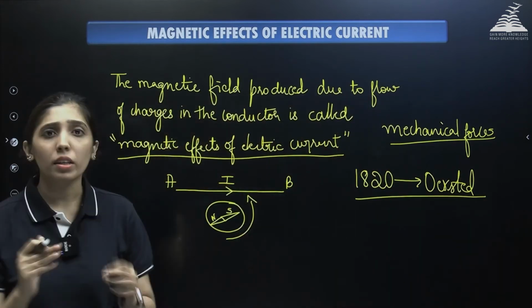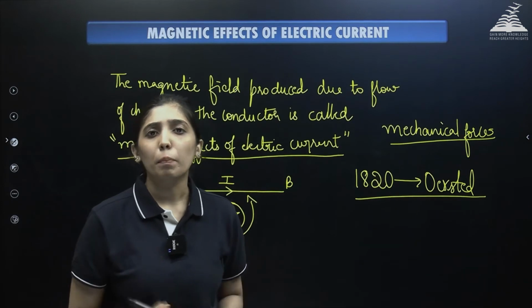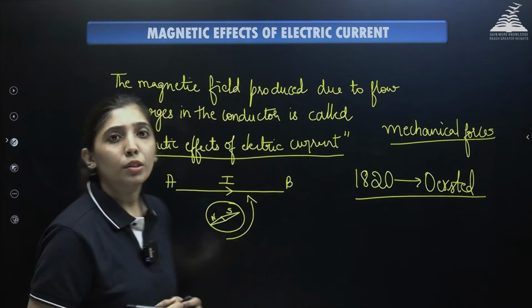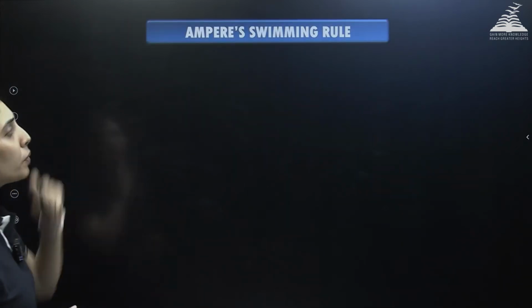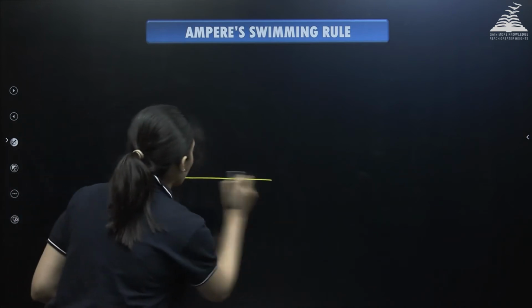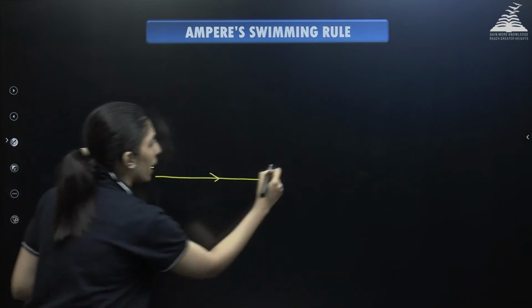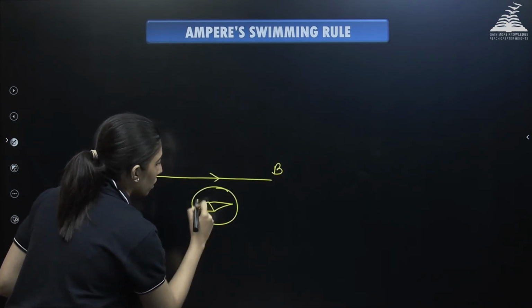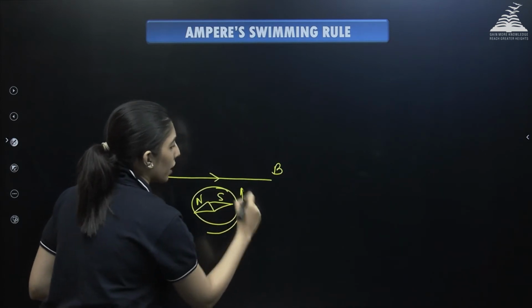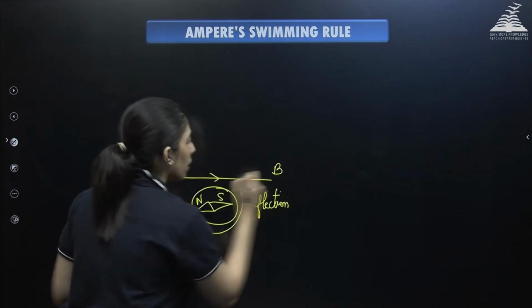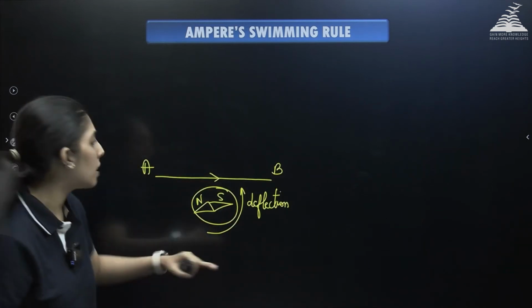Now that we understood what the magnetic effects of electric current is, it is the magnetic field that is produced due to the flow of current in the conductor. Let's move on to study our next topic, Ampere's swimming rule. Why do we need Ampere's swimming rule? When the compass deflects, as we studied in our previous slide, when the current flows from A to B, there is a deflection. So, in what direction does this deflect?